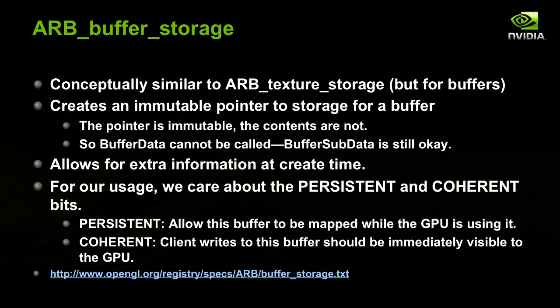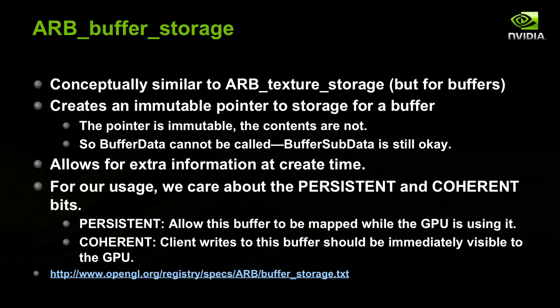So our buffer storage is conceptually similar to ARB texture storage. Obviously, it's for buffers. You basically get an immutable pointer, or what we call an immutable pointer, to the storage for a buffer. That means that the pointer itself can never change, but the contents you can just dance all over, do whatever you want. So in GL terms, that means that buffer data is off limits, but buffer subdata, A-OK.